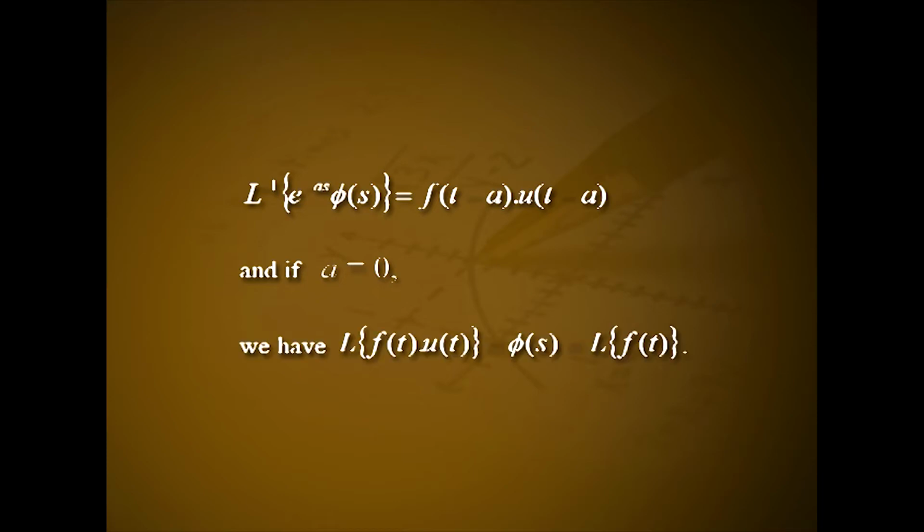Remark. From above, we have L inverse of e^(-as) phi(s) is equal to f(t - a) u(t - a), and if a = 0, we have L[f(t) u(t)] = phi(s), which is equal to L[f(t)].